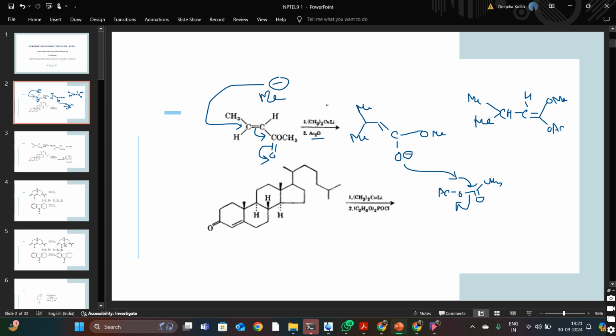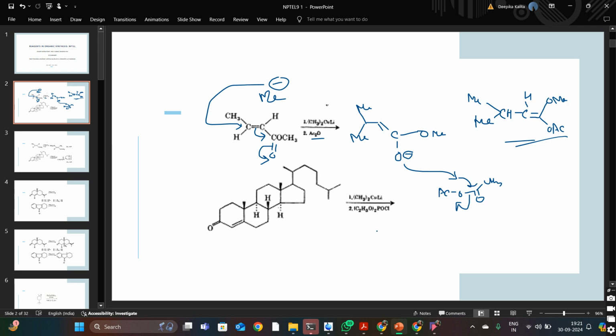Okay, so when you are treating your substrate, which is an alpha beta unsaturated carbonyl compound, and you are not quenching the reaction with moisture or water, rather you are quenching it with acetic anhydride, then the enolate which is going to be generated is going to trap acetate in this fashion. Okay, so this is the product you are going to get.